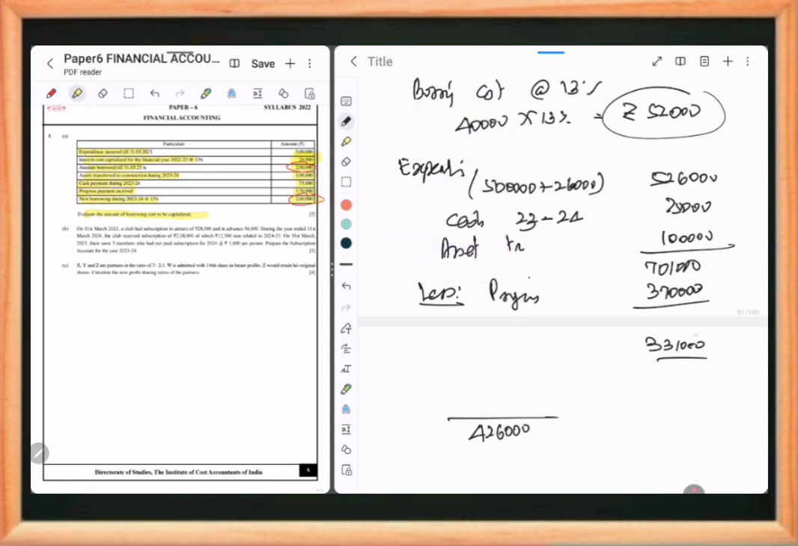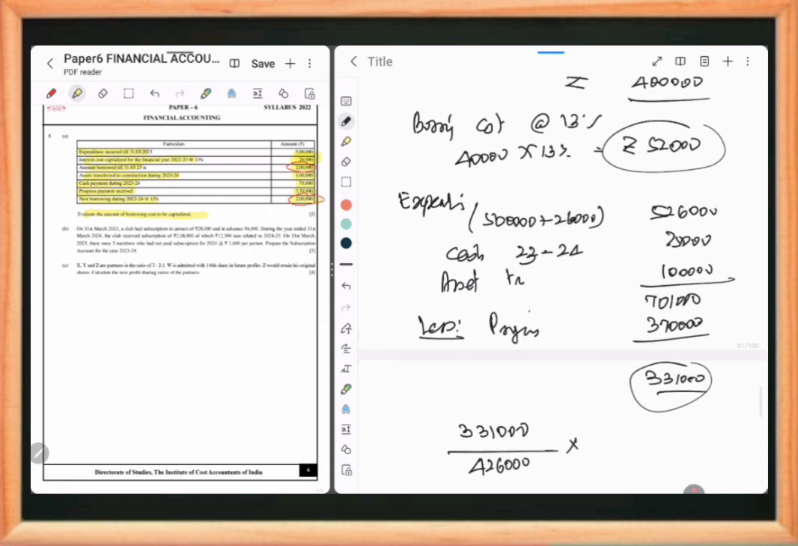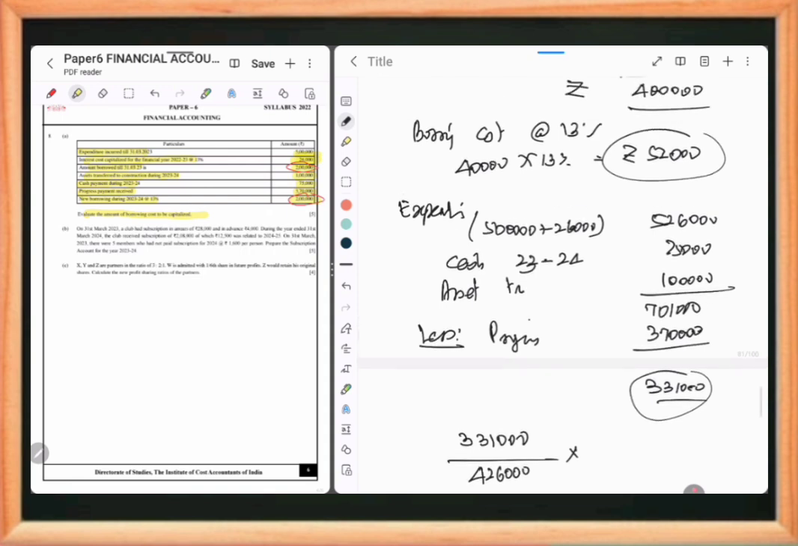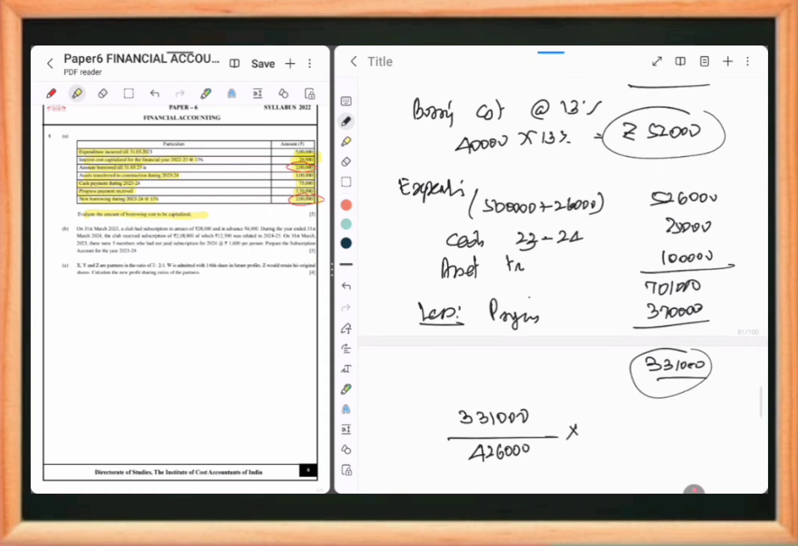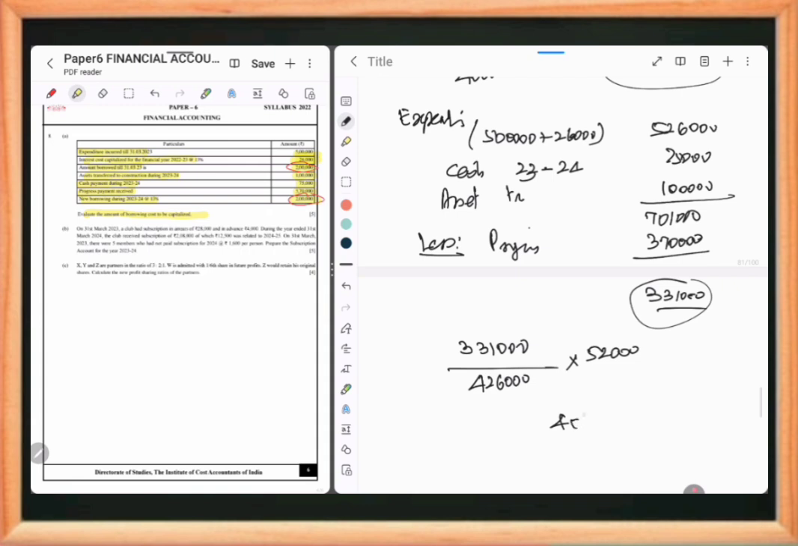So we have to calculate for 4,26,000, the actual amount of 3,31,000. Then what is the interest rate? Interest charge is 13%. Total borrowing is 4 lakhs. So how much interest should be capitalized? That is 52,000. If you multiply, you will find out the borrowing cost to be capitalized. So 3,31,000 divided by 4,26,000 into 52,000. The amount is 40,404. So this amount should be capitalized.